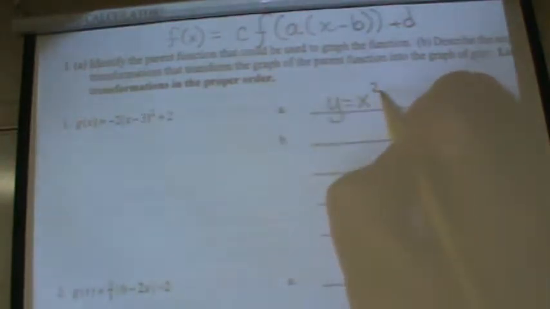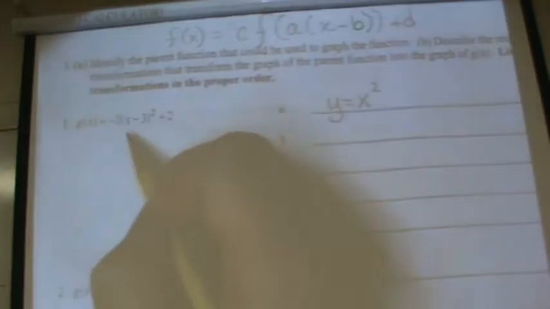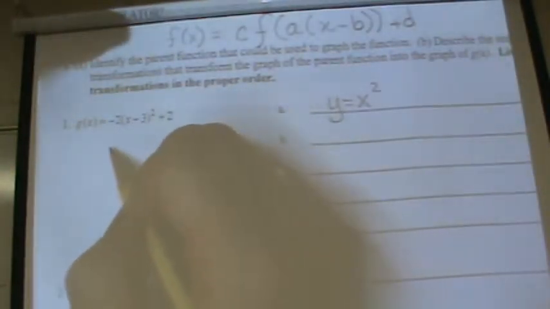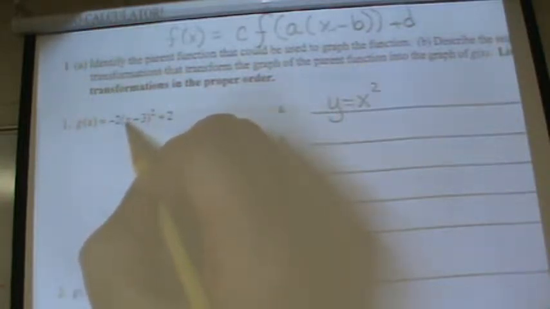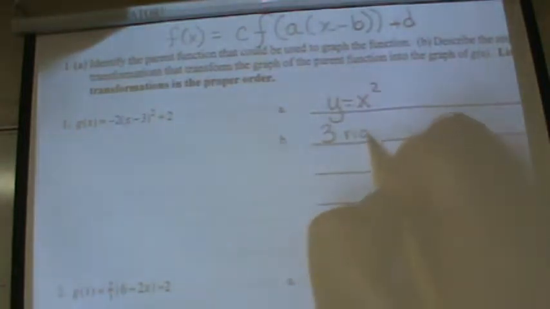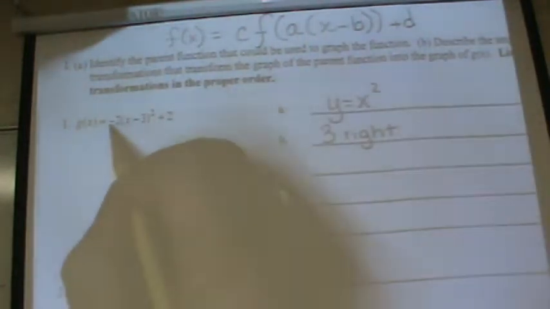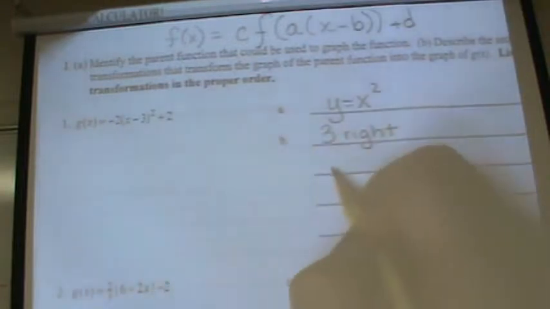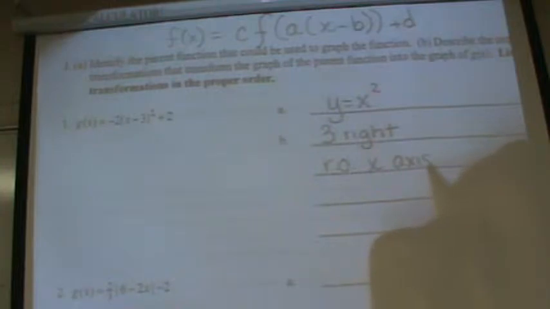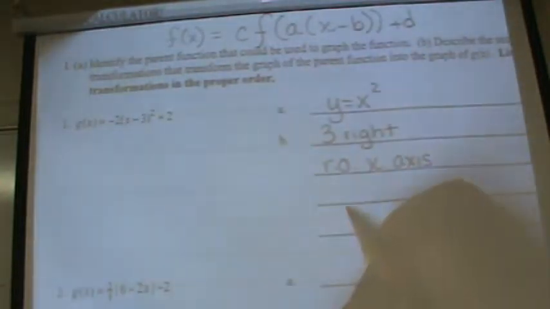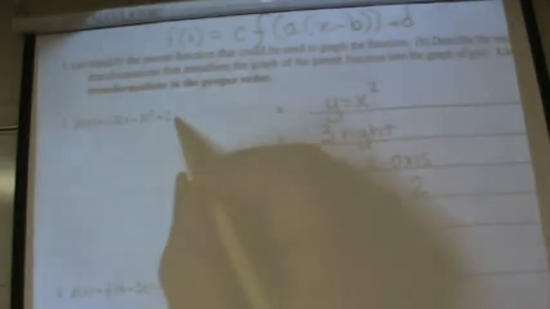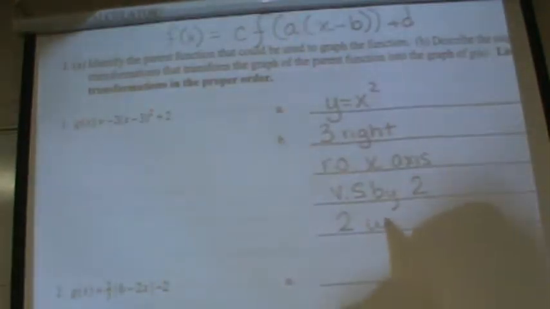Y equals x squared. Now, you do not have to pull an a value out of here. So we're going to start with our a value, which you don't have to do, but the b value would be 3 units to the right. Then out in front, that's your c value. This is a reflection over the x-axis, and it is a vertical stretch by a factor of 2, and it's 2 units up.